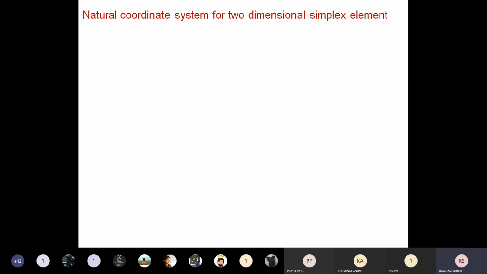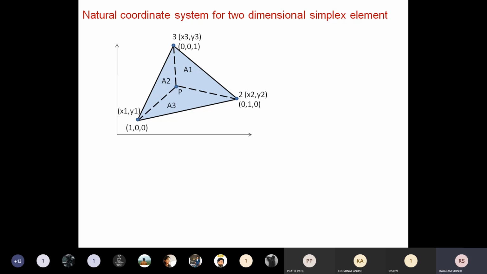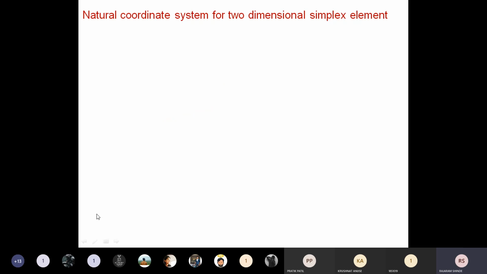Now, for that purpose, I will take one triangular element. Before going to do this, I will draw the figure here. This is the triangular element. It is a two-dimensional simplex element. Now this is your node number 1. This is node number 2, and this is node number 3. These are the 3 nodes, and it is a two-dimensional triangular element.